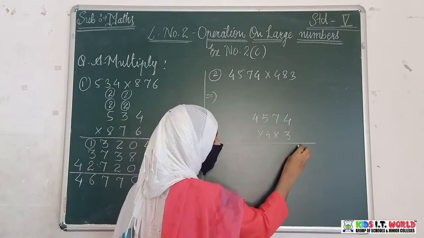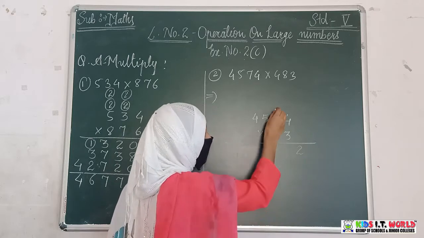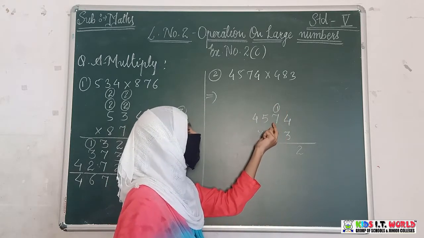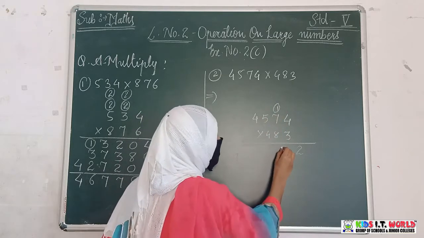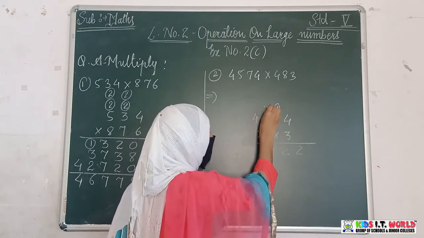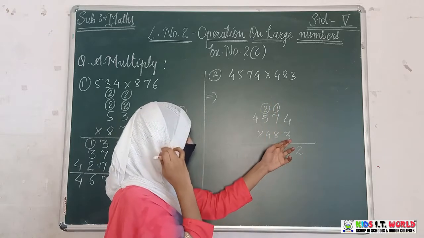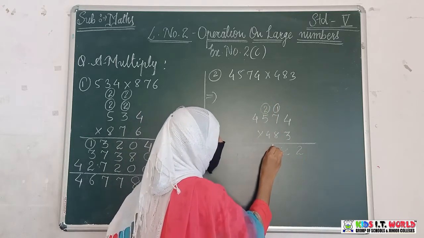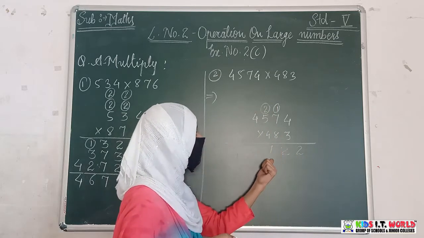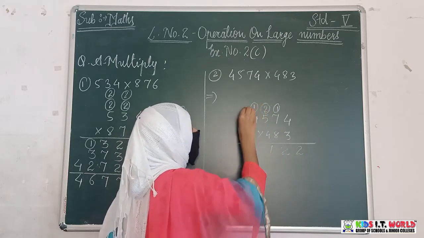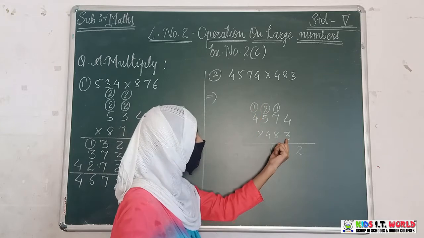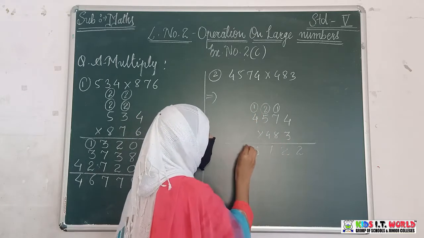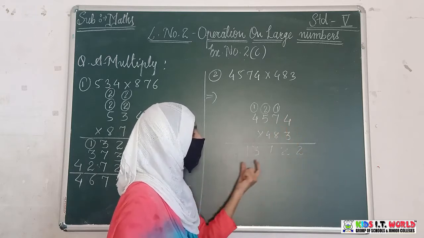3 4s are 12. So we will write 2 here and then 1 will be carried to the 7. 3 7s are 21. 21 plus 1 is 22. So 2 will be carried here. 3 5s are 15. 15 plus 2, it is 17. So we will write 7 here and 1 will be carried to the other number. Here 3 4s are 12. 12 plus 1, it is 13. Now the multiplication by the 3 is over here.